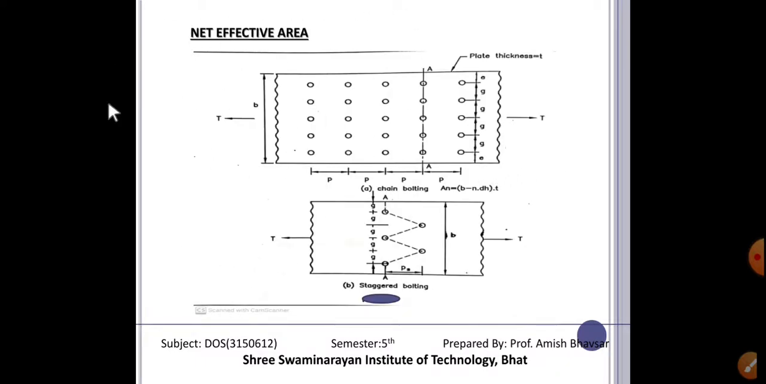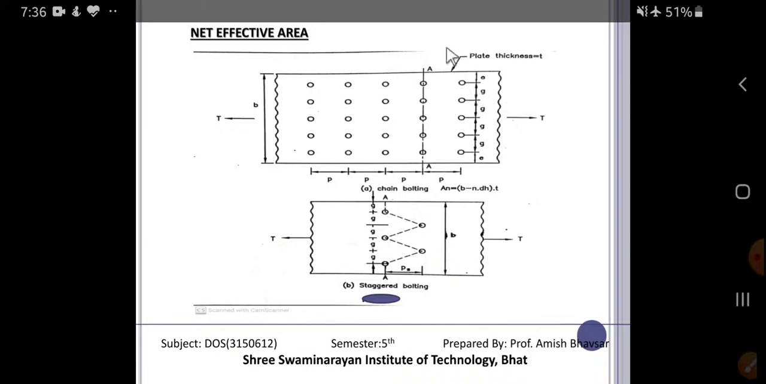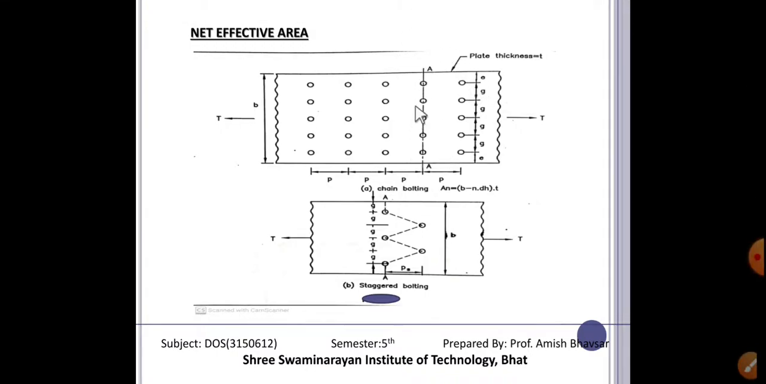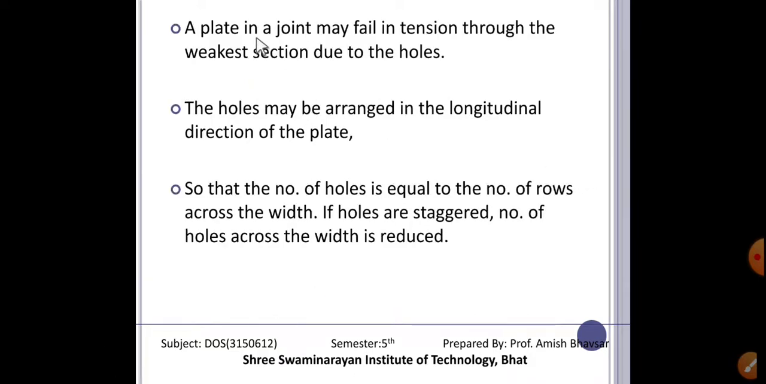Now net effective area. In every equation we have the effective area and that area must be calculated carefully. Suppose we are going to take chain bolting, at that time we have to subtract all the bolt diameters from this width and multiply with that thickness, and this is the chain bolting. For each condition we have a different equation and those equations are given in the code. After that we can get the net area.